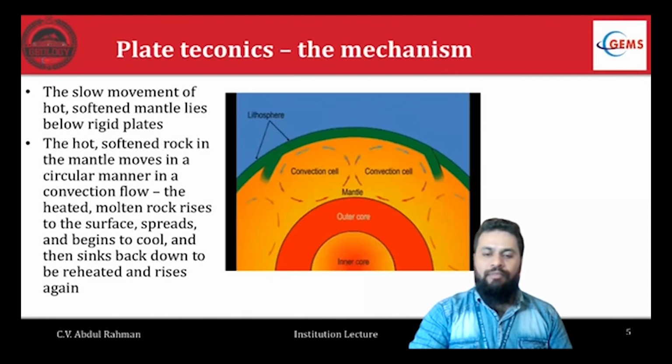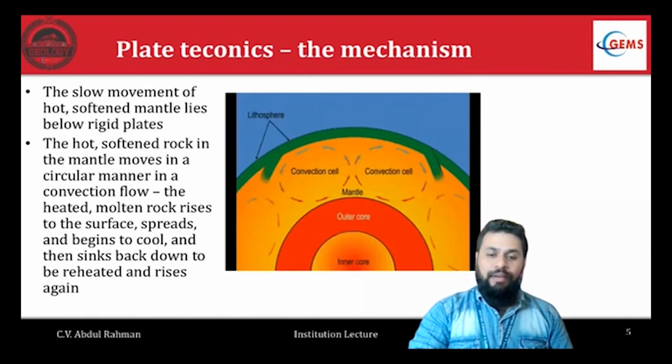This circular movement takes place by heat transfer because of density. The density is less in the highly heated area of the mantle, and the density is high in the less heated area of the mantle. So this circular movement of the mantle material is continuously moving. This kind of movement takes about 200 million years for one complete rotation.